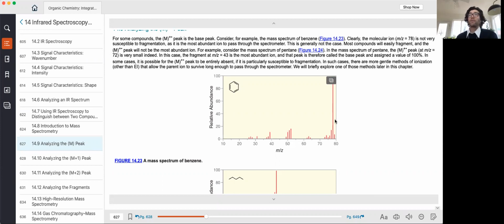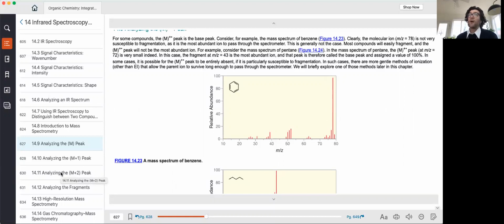And we remember from section 14.10 that it has an M+1 peak that is equal to around 6% of the base peak's abundance at 79, which is what we see here. But the subject of this section is M+2 peaks. So the question is, how does that arise?